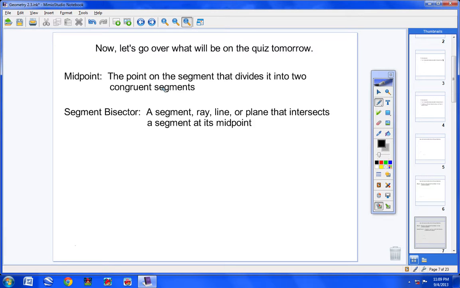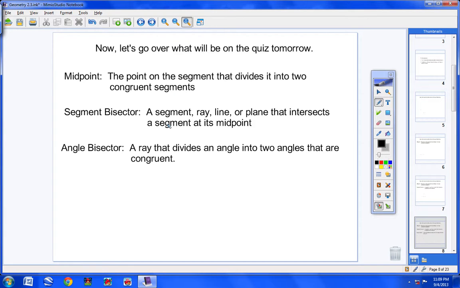Okay, segment bisector, that definition will be on your quiz, fill in the blank. Angle bisector, that will be on your quiz, fill in the blank.